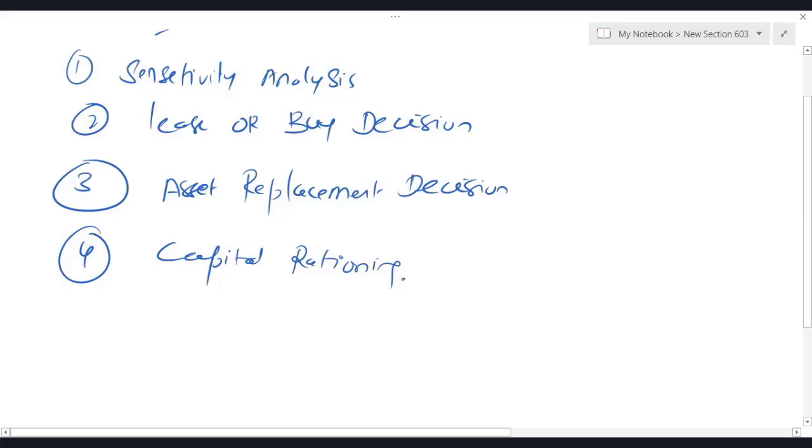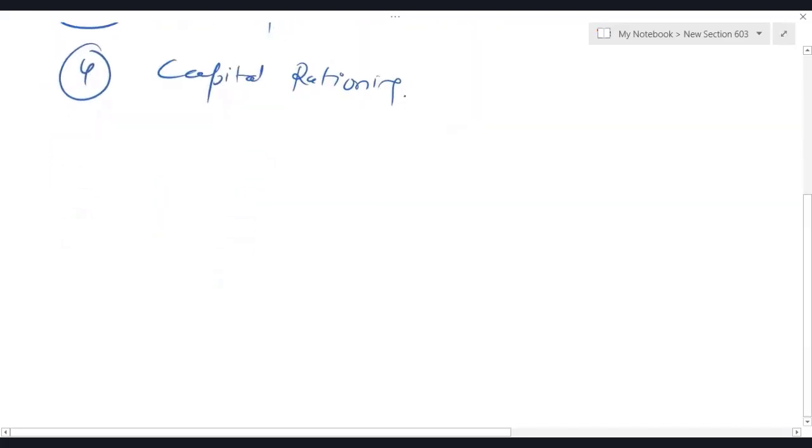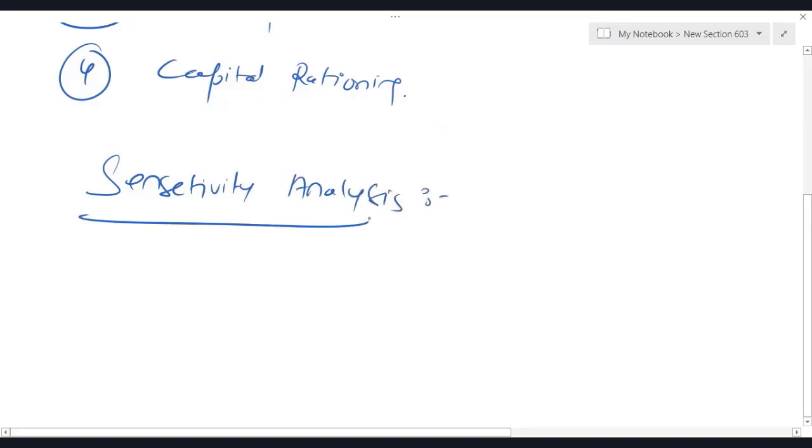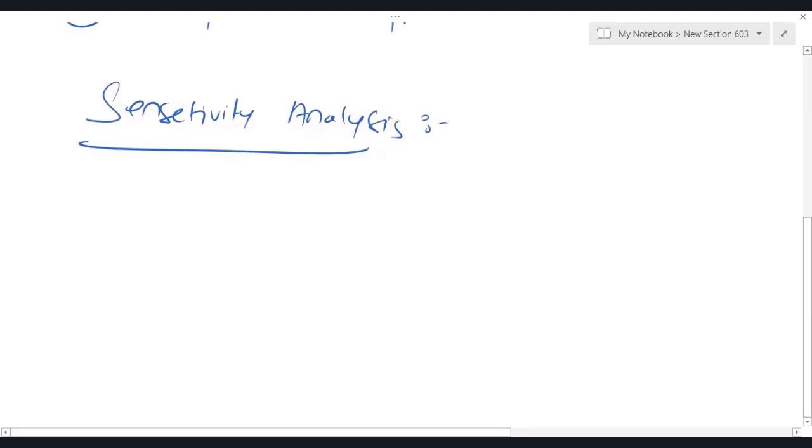Out of these four remaining topics, let us start the first one, that is sensitivity analysis. Obviously, students really want to know what we mean by sensitivity analysis. How do we perform sensitivity analysis? What is the importance of sensitivity analysis? Before answering all these questions, let me discuss a few things.